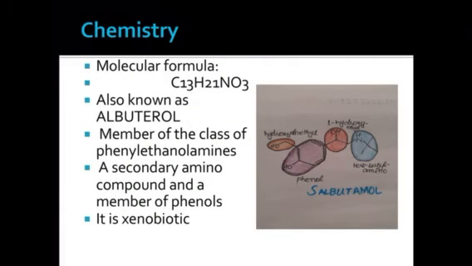Chemistry of salbutamol. The molecular formula of salbutamol is C13H21NO3. It is also known as albuterol and it is a member of the class of phenylethanolamine. It has a secondary amino group. Here is the chemical structure of salbutamol.